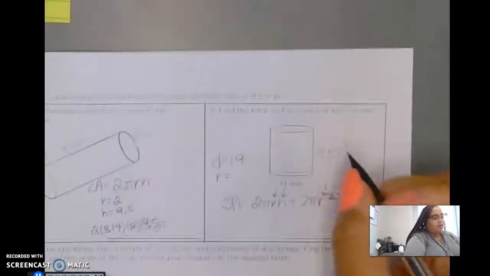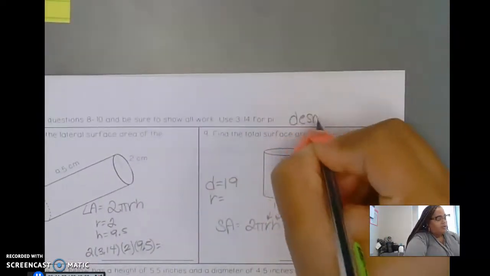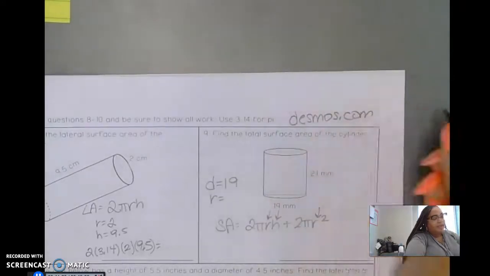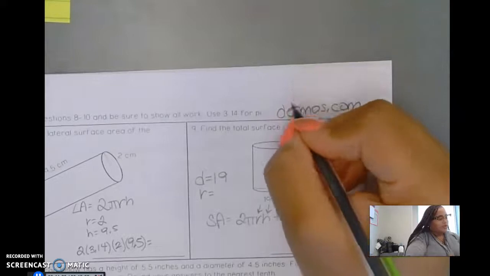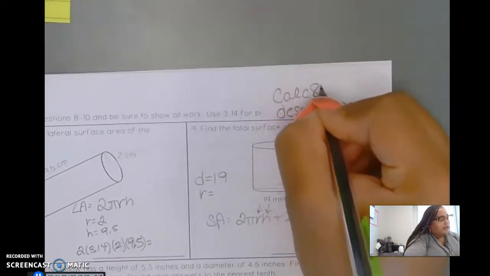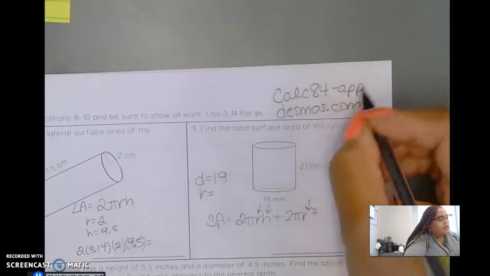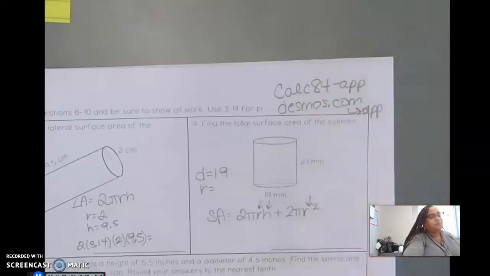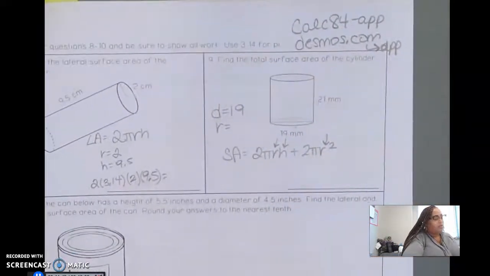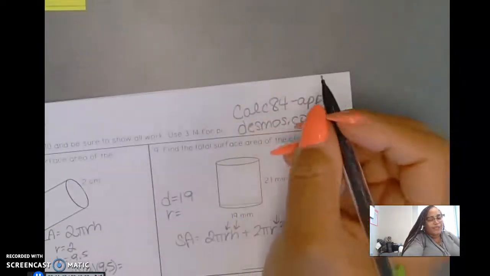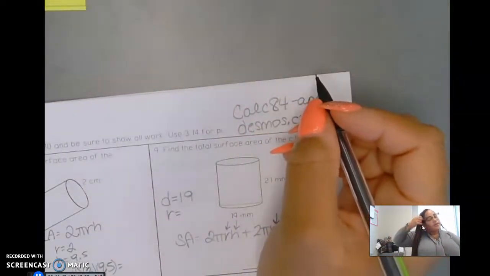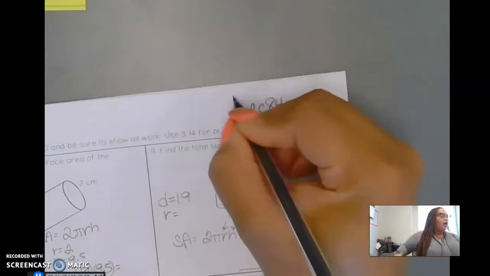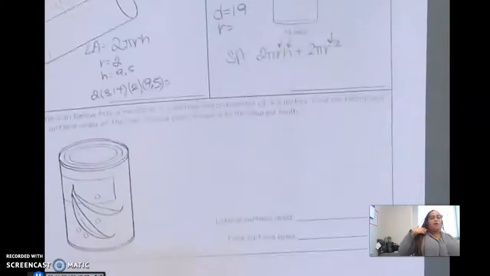If you don't have a calculator at home and you're watching this video, go to Desmos.com. It works. Or if you have a phone, you can do Calc 84. It's an app. You can also do the Desmos app. Oh, I don't really condone this, but this has a calculator. This app has a calculator as well. Photomath. There's an app. Okay.